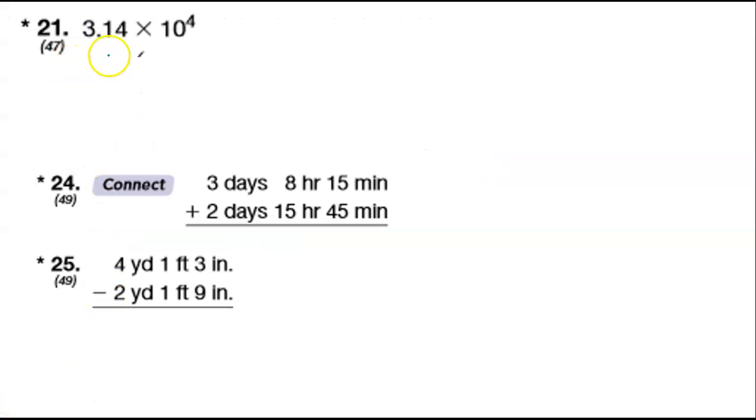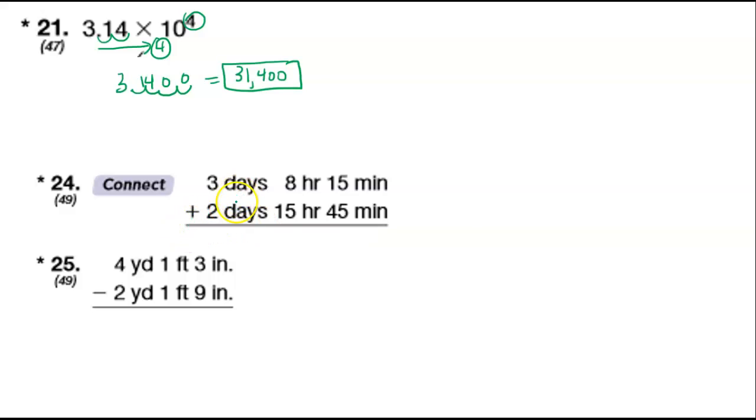Okay. All right. 3.14 times 10 to the 4th. That means that we are going to move the decimal this way 4 places. So I have 1, 2. Let's do it here. 1, 2, 3, 4. So let me rewrite it. There we go.